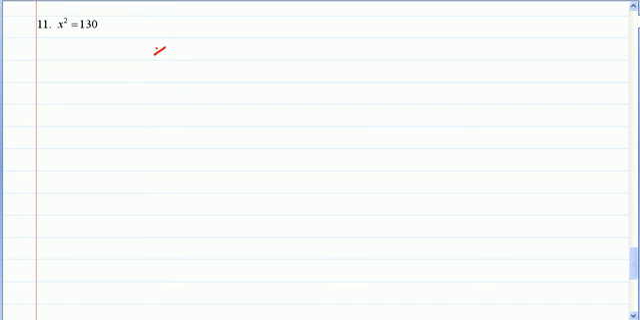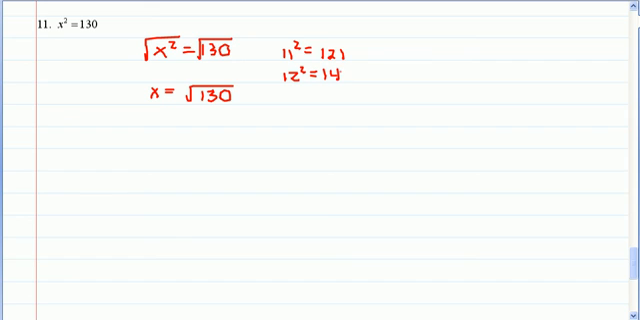For number 11, we have x squared equals 130. So x squared is by itself. I take the square root of both sides, and I get x is equal to the square root of 130. Now the problem with 130 is that 130 is not a perfect square. But I know that it's in between the two perfect squares of 121 and 144. So I have to estimate this one.